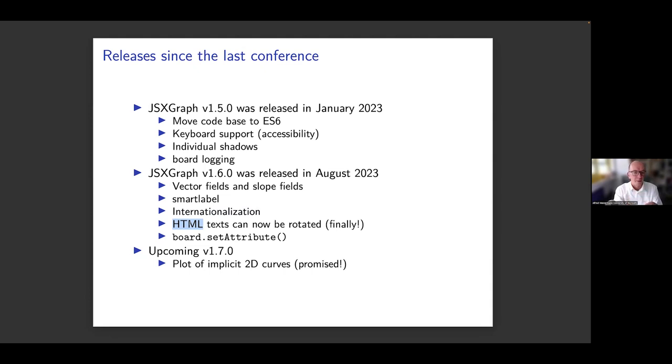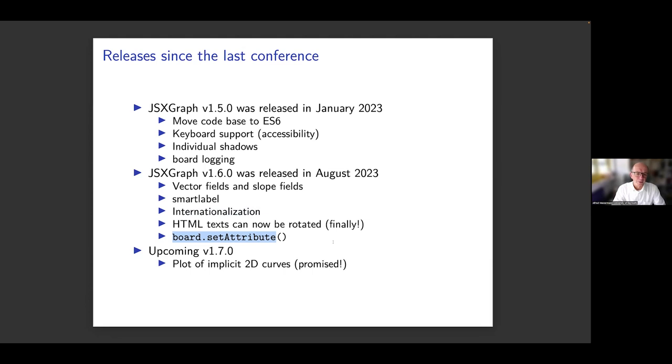And you can give the attribute rotate to an HTML text. And this was long overdue, and it now works. Another user suggestion was to introduce board.setAttribute. So like for elements, where we have had this method for a long time, we can also call board.setAttribute and set, override or update most attributes.